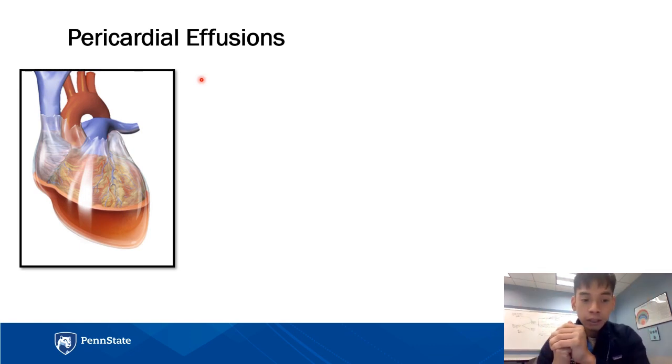Fluid and blood can surround your heart from a variety of reasons. We don't have to expound on each one. One of them is obviously trauma, blood trauma. Aortic dissections can cause this too. But nonetheless, fluid is accumulating around the heart and leading to problems.